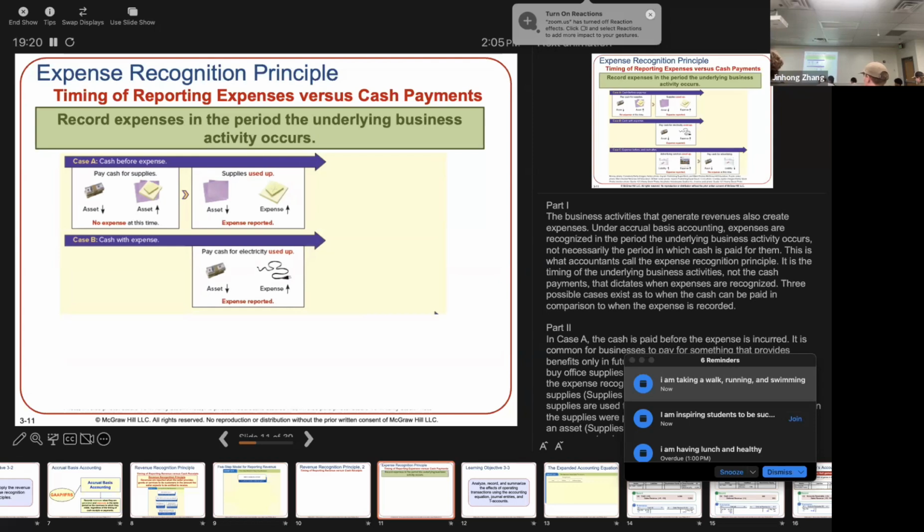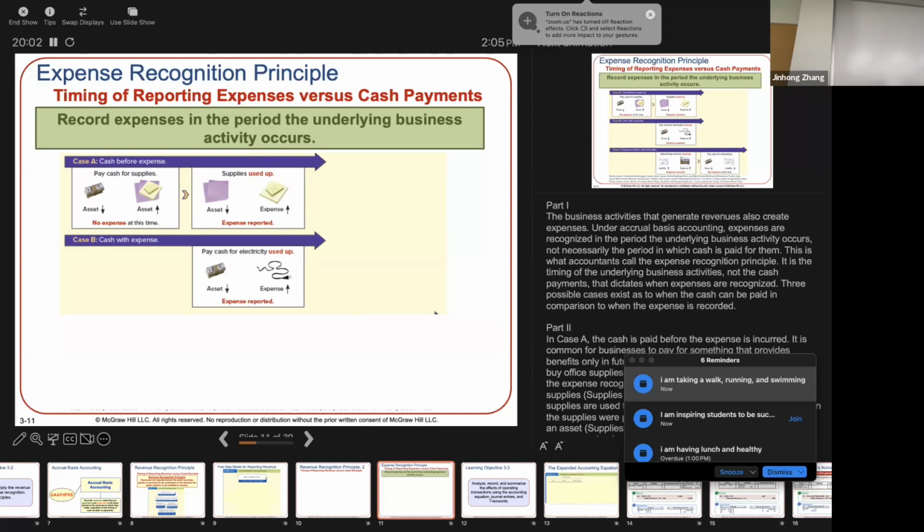So debits are basically like increase and credits are like decrease. For the assets, debit is increase, and then credit is decrease. For the liability, debit is decrease, credit is increase. And then for the revenue, debit is decrease, credit is increase. So revenue and liability are the same. Expense and assets are the same. Expense and assets both: you debit, you increase. You credit, you decrease.